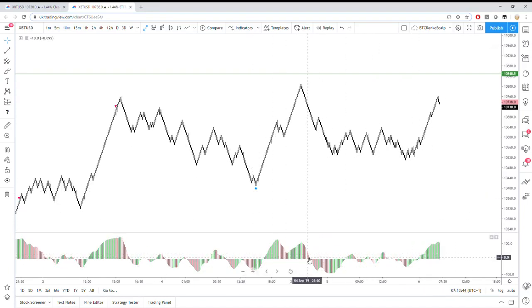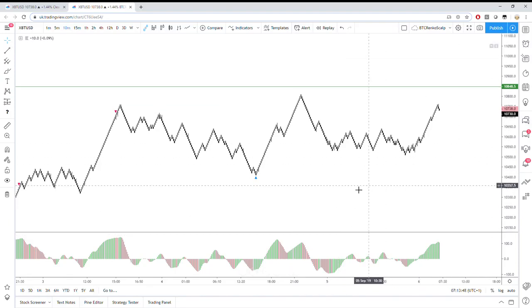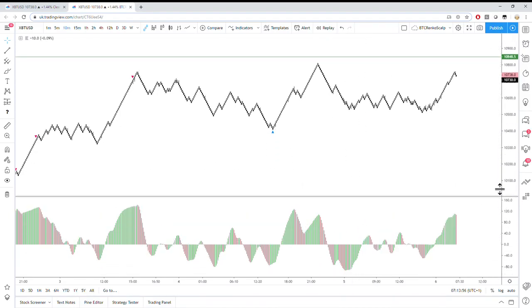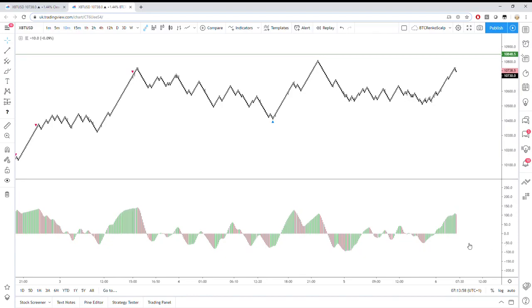First of all, the Awesome Oscillator is a measurement of momentum. Think about it in terms of the strength of the trend, the strength of the price action. There are two sides to the Awesome Oscillator. We've got the bullish side, which is obviously above the zero line, and we've got the bearish side, which is below the zero line.